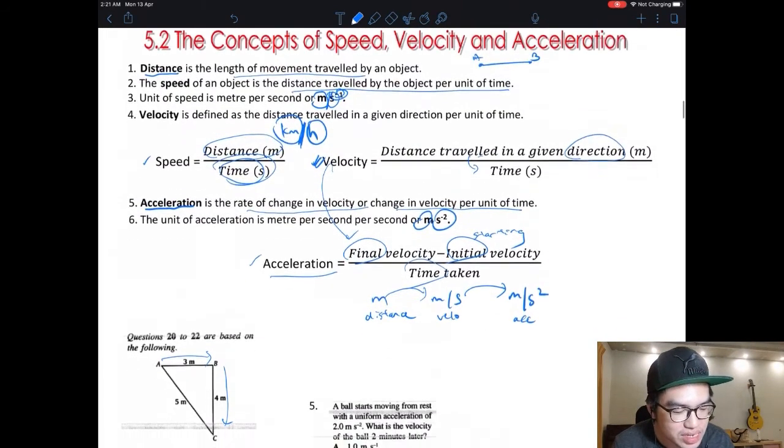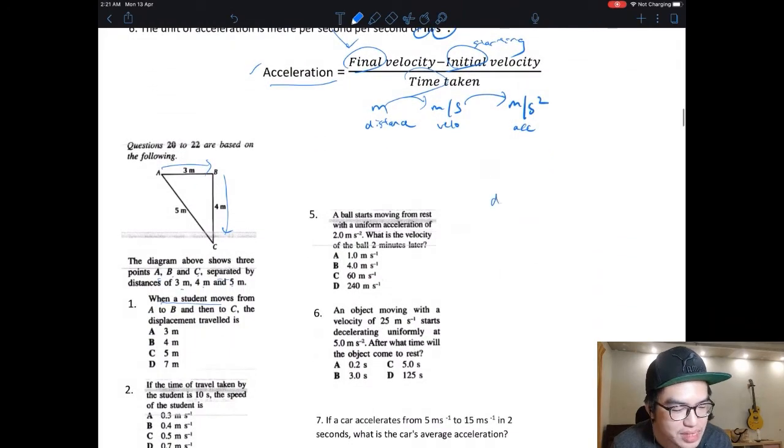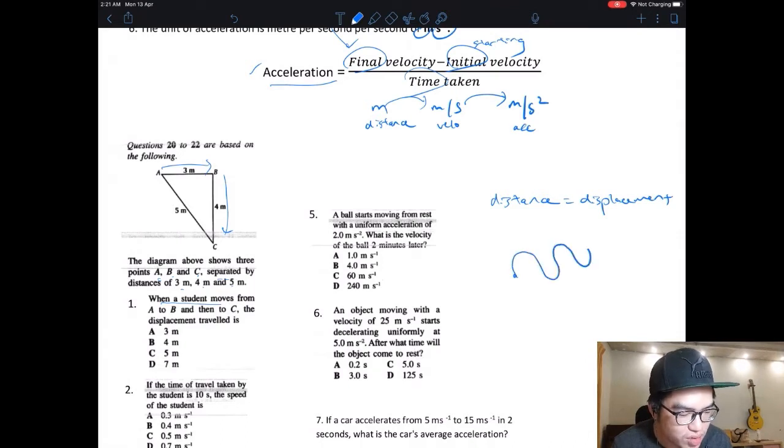Distance is similar to displacement, but what is the difference here? Let's say now I were to travel from A to B along a curvy road. The curvy road is distance. But the straight distance, we call it displacement.